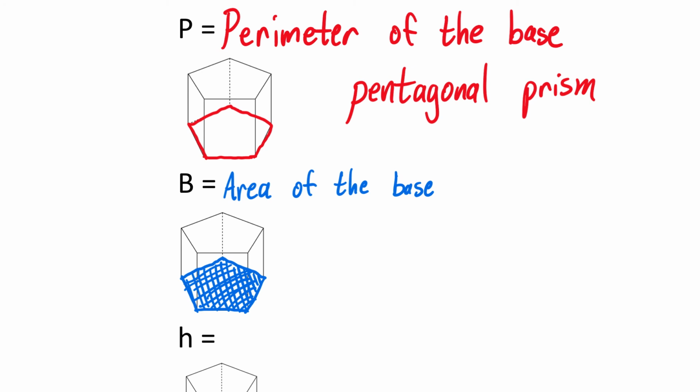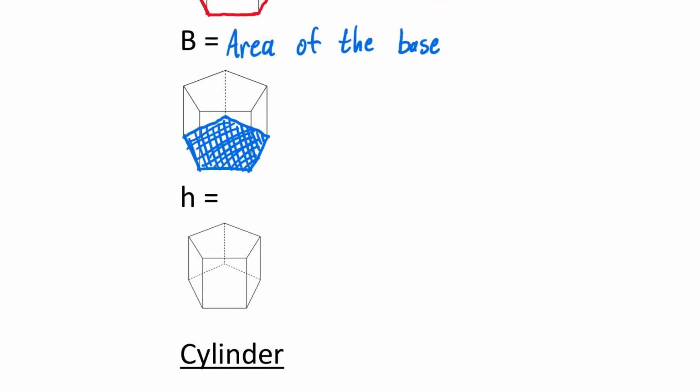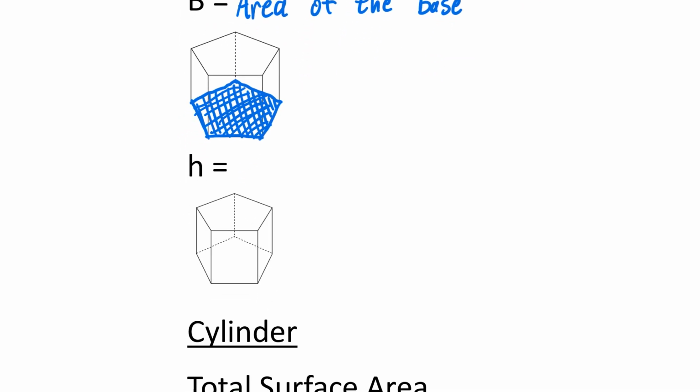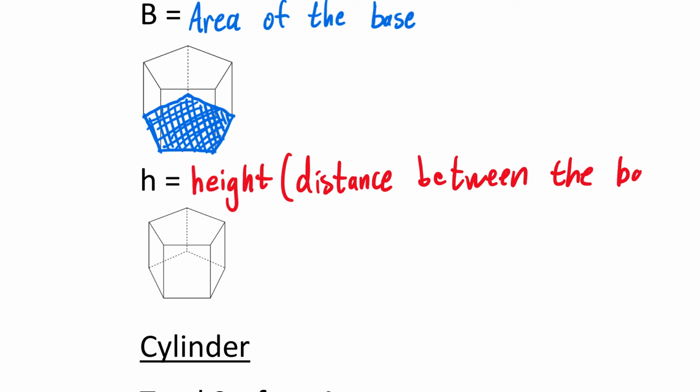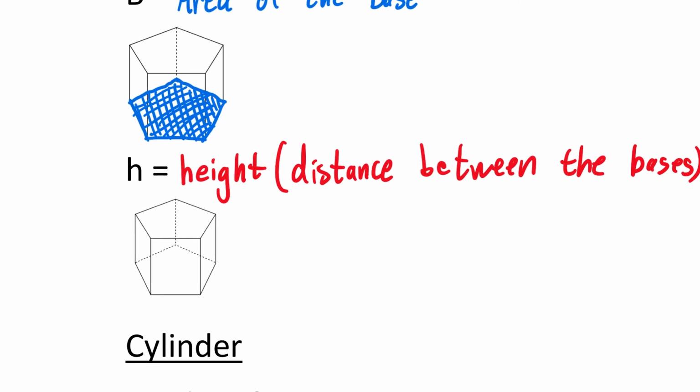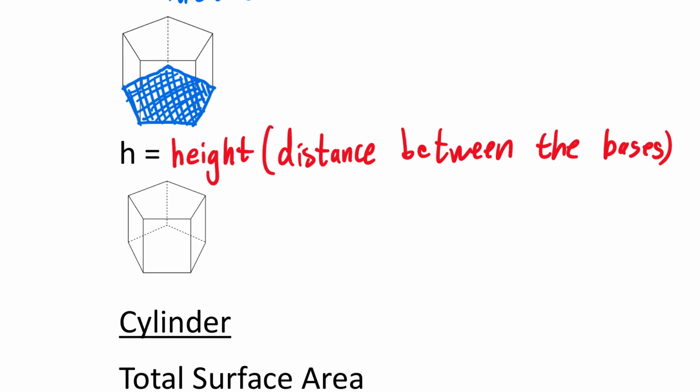Okay, and then the last variable up here is the H. What does H stand for? The H stands for height, but we're going to be more specific than that. The height is the distance between the bases. So the distance between the bases, it would be like this right here. This would be the height.